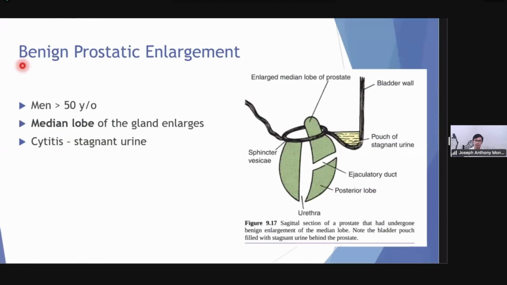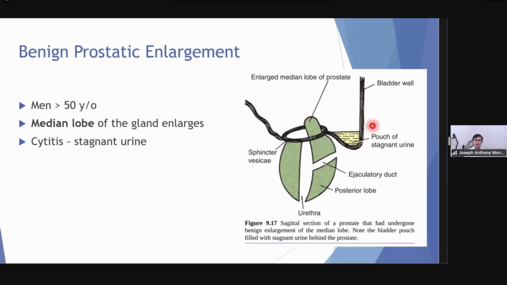Okay, so the importance. Again, what lobe is more prone to benign prostatic hyperplasia? The middle lobe. Very good. The middle lobe is more common for the enlargement. Usually in males 50 years and older, the median lobe enlarges, and that enlargement, as you can see in this picture, would hinder the total voiding of the urine.